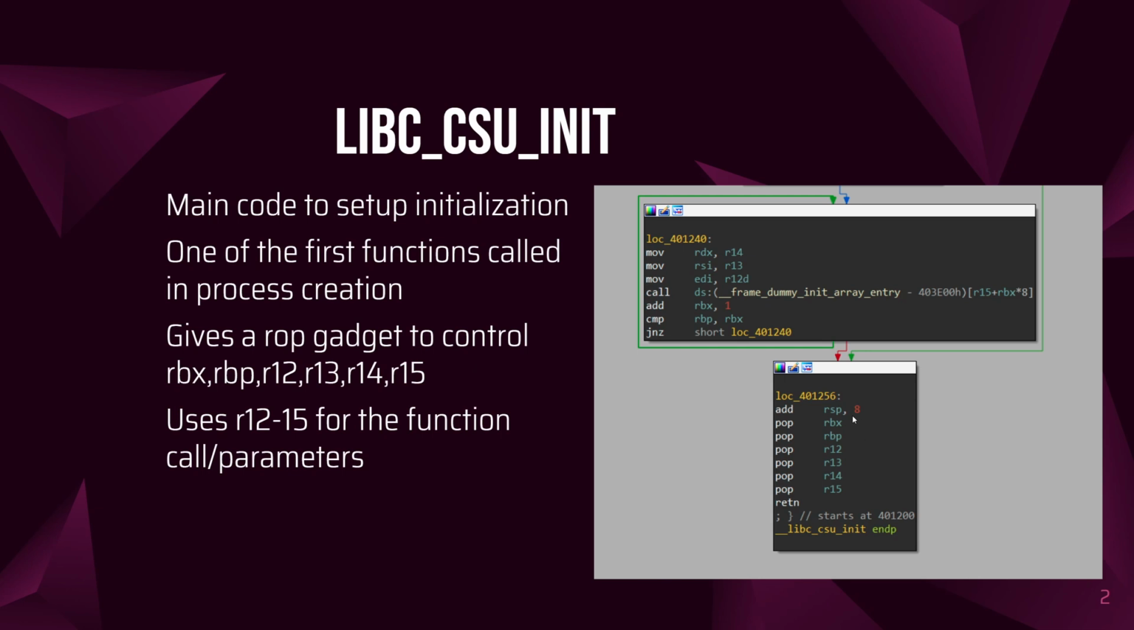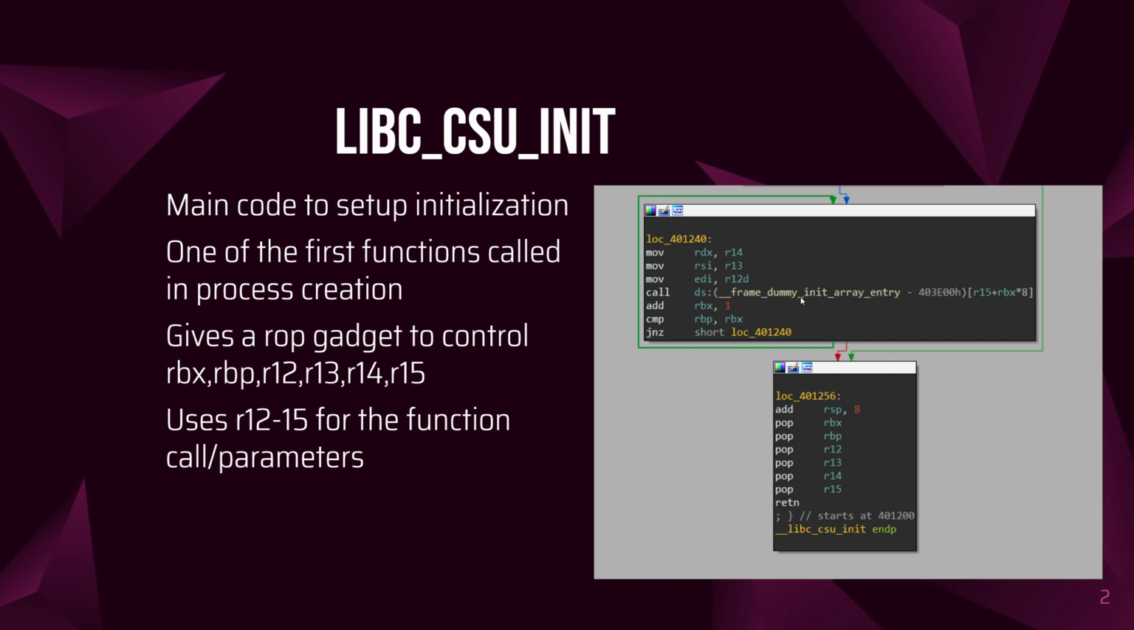Right here you can see it gives pop RBX, RBP, R12, 13, 14, 15, which doesn't really seem useful at all. But if you look up here, it does a mov to RDX, RSI, and RDI, the registers we just used, and then calls the base of R15. So if you're able to control the stack and can get over here, and you're able to control R12, 13, 14, 15, and RBX and RBP, because it will do some looping stuff, then you'll be able to pretty much get arbitrary first three parameters for everything.